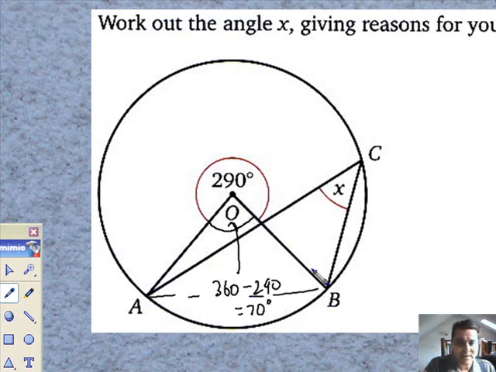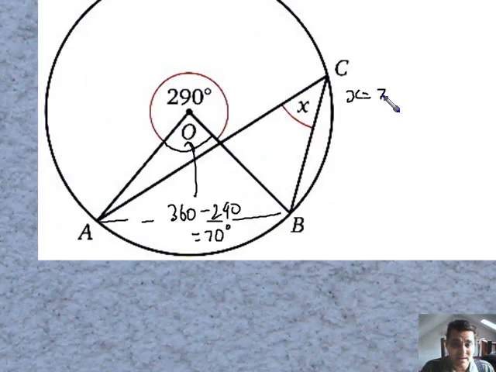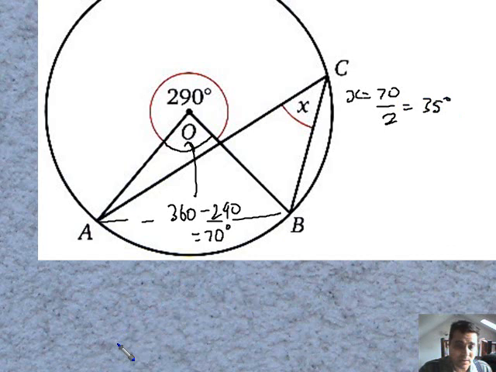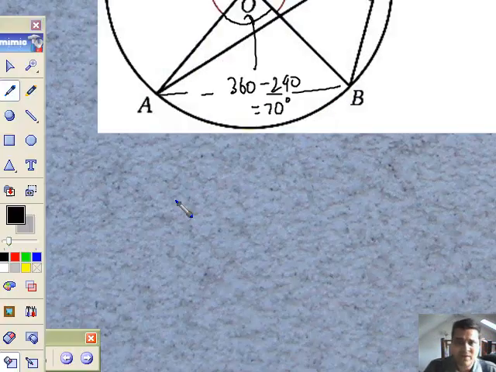I've got the angle at the center is 70 degrees, and the angle at the circumference will be half the size. So therefore X is going to be half of 70, and that's all there is to it. 35 degrees. So easy. Very disappointing.